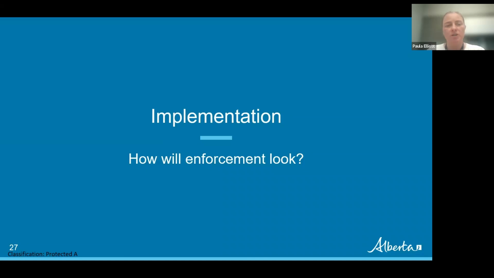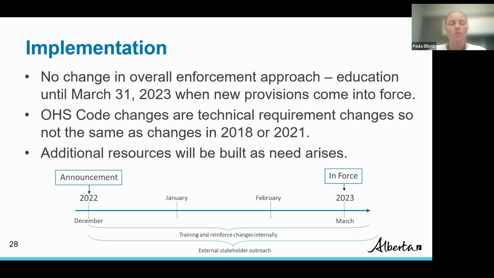So in terms of implementation, how will enforcement look? Overall, there's not really going to be much change to how enforcement of occupational health and safety legislation is done. The current provisions are not actually enforced until March 31st. However, we're going to continue to educate up until that point when they will actually become law.